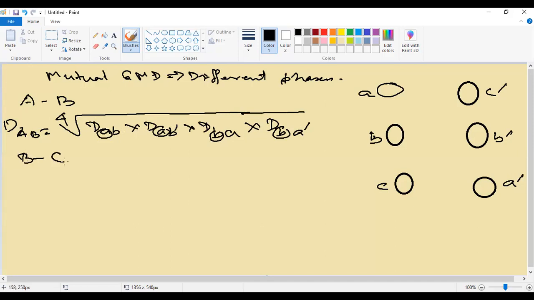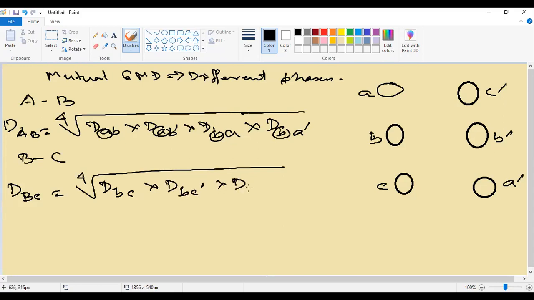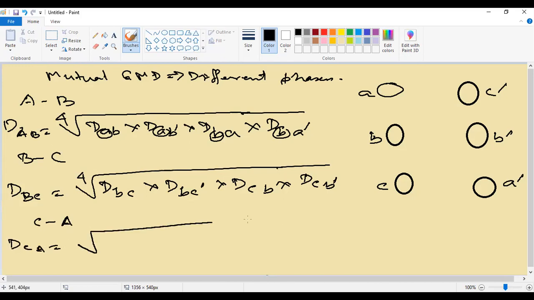Now let us say we'll calculate between B and C. This will be DBC, then 4th root of, we'll write in the same fashion, DBC, then DBC dashed, then DCB into DCB dashed. Then between C and A, this will be DCA equal to 4th root of DCA into DCA dashed into DAC, then DAC dashed, and here also 4th root.